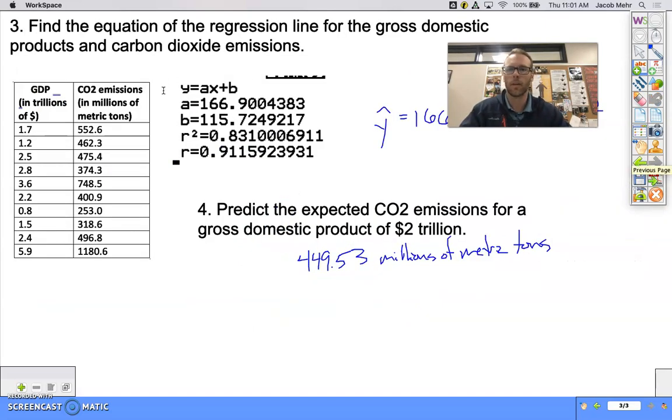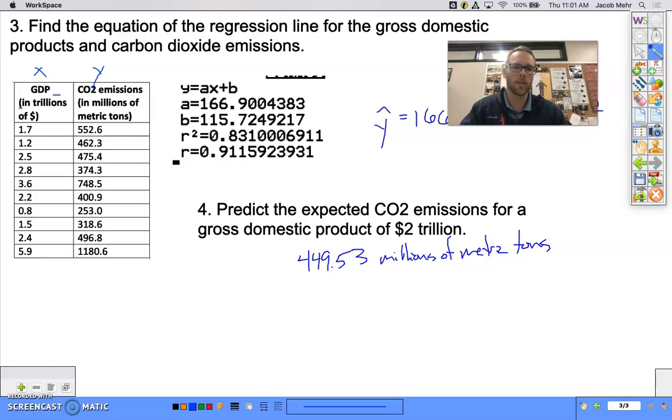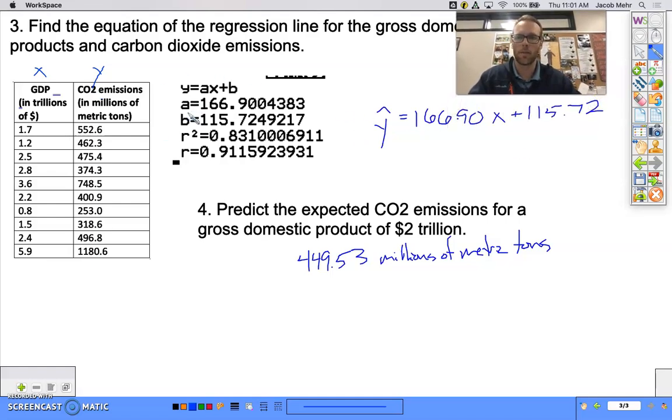Let's look at our next one. This one was dealing with gross domestic products and carbon dioxide emissions. The GDP was the X, the CO2 was the Y. We found this linear regression right here. When we found our a and b, we looked at our r of 0.91. Again, that's a pretty strong correlation coefficient, it's a positive slope, it's close to 1. Now r squared on this one is about 0.83 or 83%. So it's less than the coefficient of determination on the last problem.